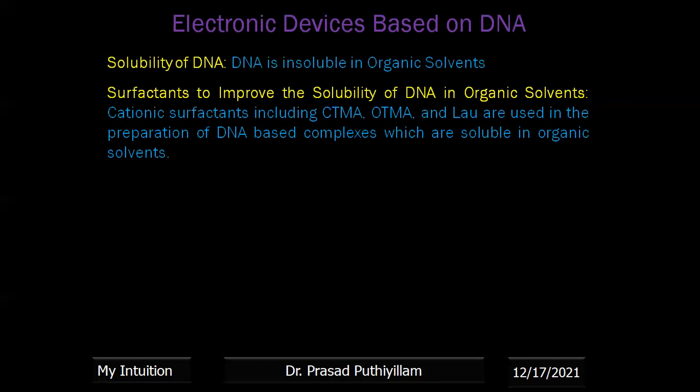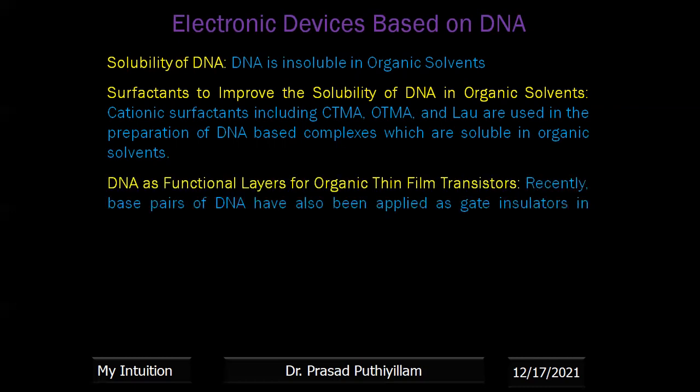Different cationic surfactants are used, which include cetyl trimethyl ammonium chloride, CTMA, octadecyl trimethyl ammonium chloride, OTMA, or lauryl chloride, LAU, in the preparation of DNA-based complexes which are soluble in organic solvent. These complexes can be easily fabricated by using spin coating, dip casting, or printing techniques. The film of DNA with CTMA complex has been employed in a laser and as a non-linear optical material.